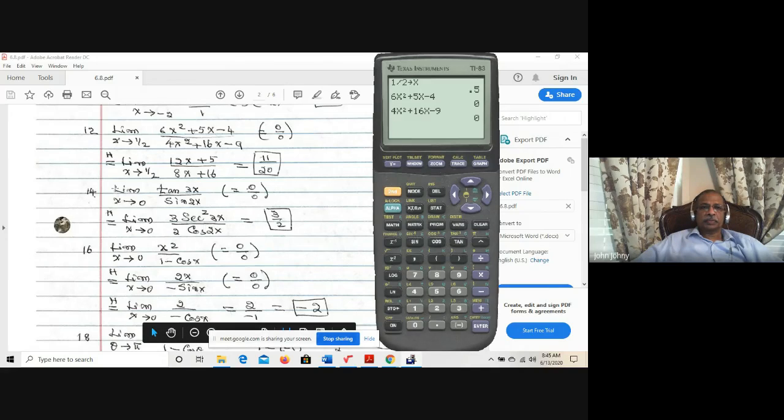You differentiate the numerator: 6 times 2x, that is 12x, plus 5. Denominator: 4 times 2x, 8x, plus 16. So when you substitute x is equal to 1/2, numerator is 12 times 1/2, which is 6. 6 plus 5 is 11. Denominator 8 times 1/2, that is 4. 4 plus 16 is equal to 20. So the answer is 11 over 20.